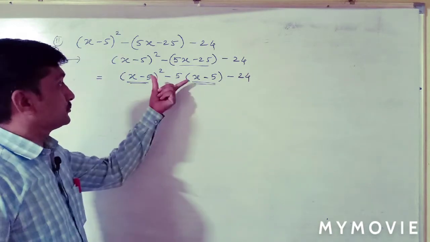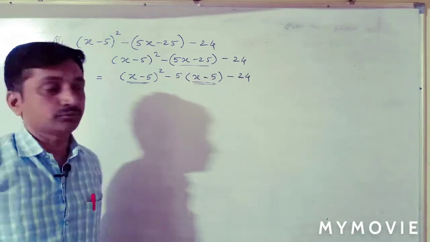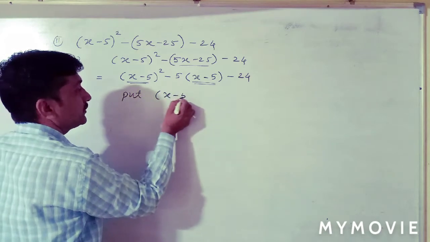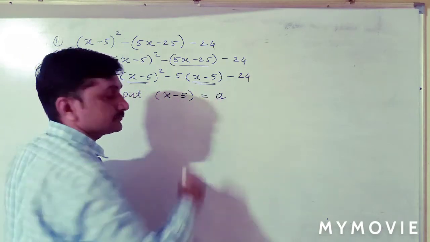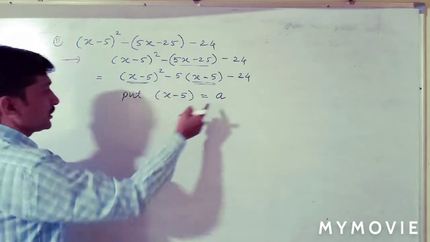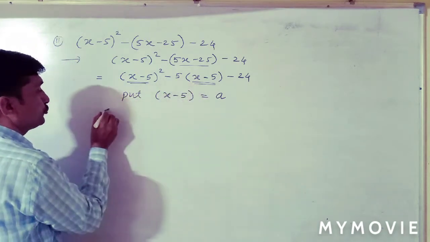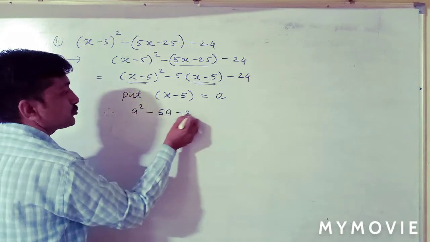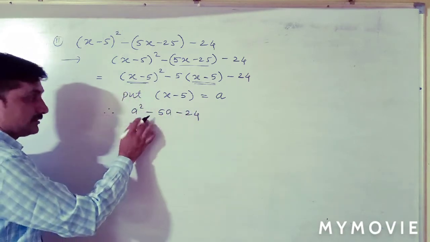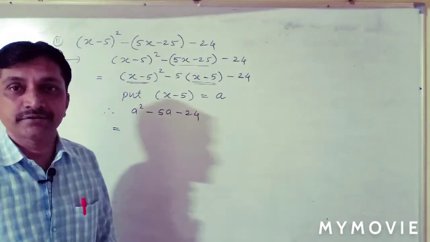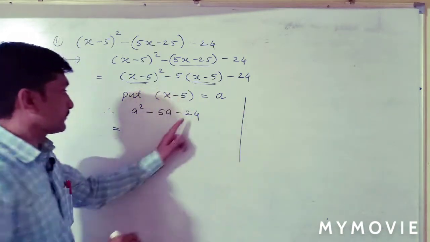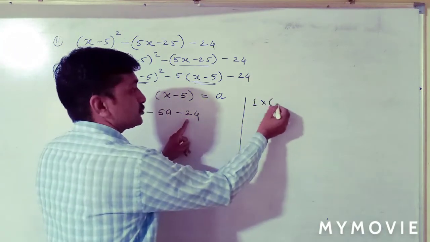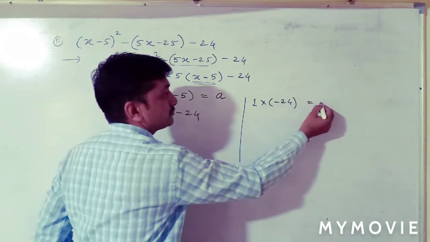We have to put this bracket equal to another variable now. Put x minus 5 is equal to a, another variable. If we put a here, then what do we get? a square minus 5a minus 24. And this we have to solve as a quadratic. First is 1 multiplied by last, which is minus 24. The product is minus 24.